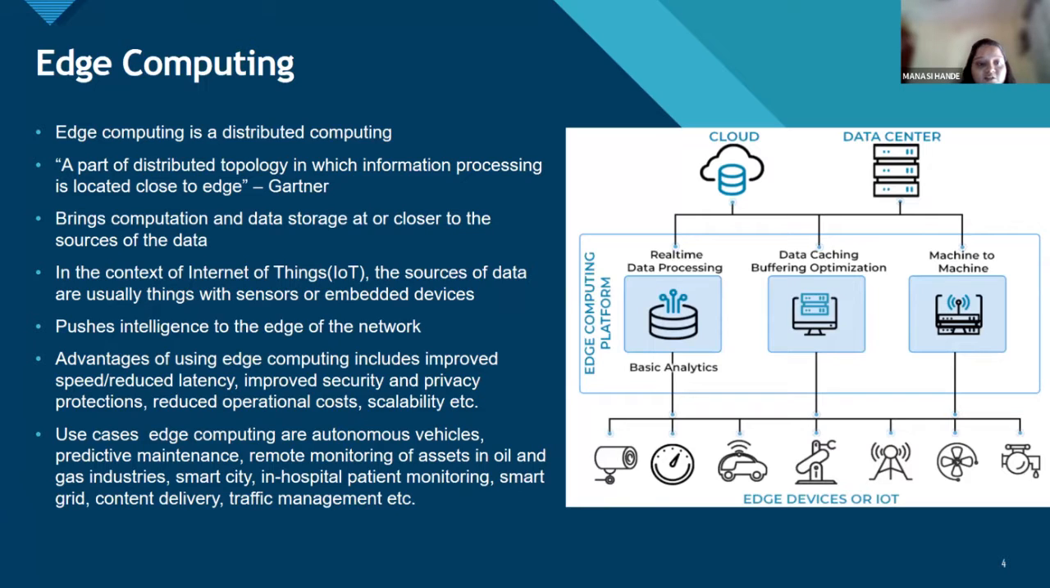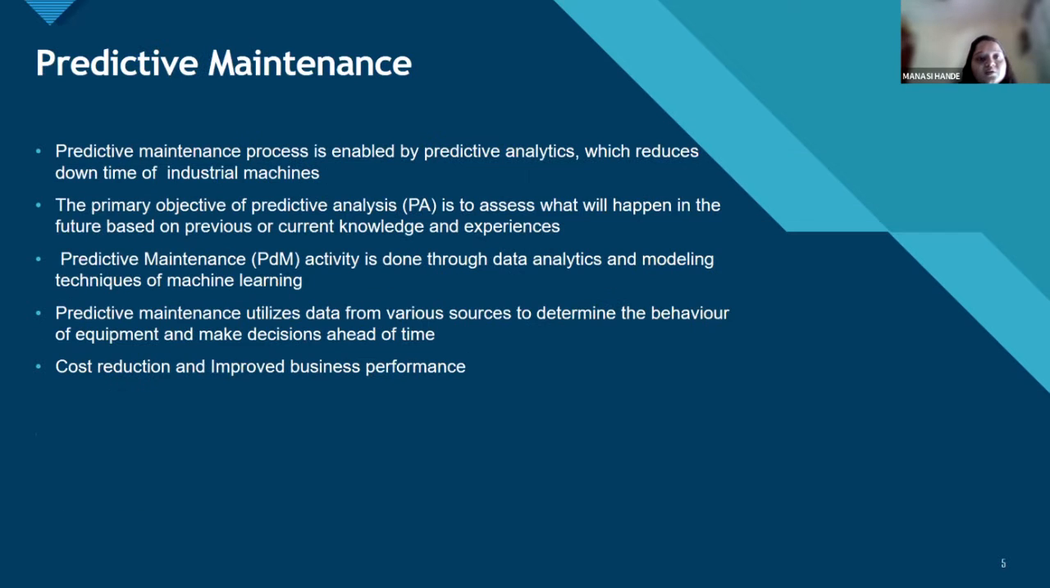There are various advantages of using edge computing, which are speed and reduced latency, improved security and privacy protections, reduced operational cost, and scalability. There are various use cases of edge computing, such as autonomous vehicles, predictive maintenance, remote monitoring of assets in oil and gas industries, smart cities, in-hospital patient monitoring, and so on. Predictive maintenance is another use case of edge computing.